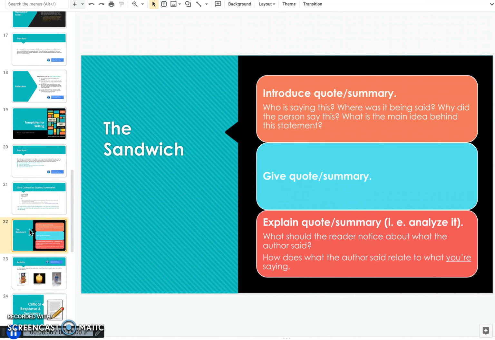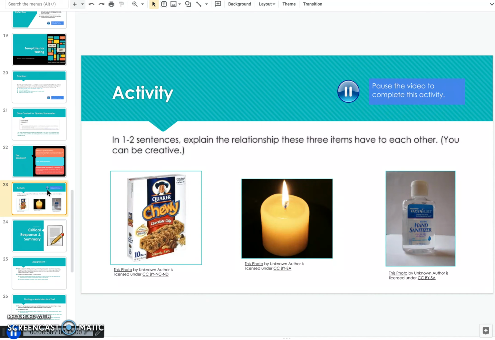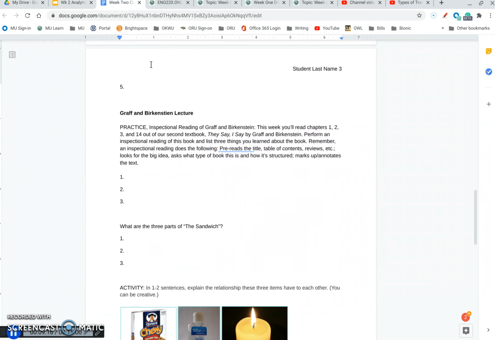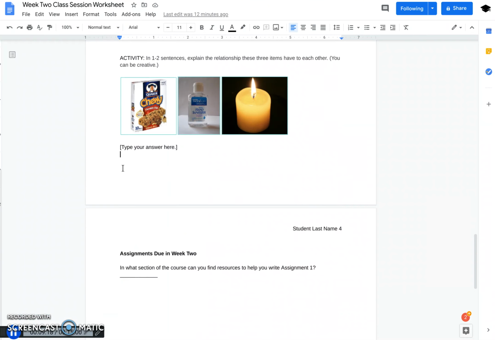Now to illustrate this point, I have a fun activity for you to do. I wish we could all do this live together, but I want you to explain the relationship between these 3 pictures. We have some Quaker Oats chewy granola bars, a candle, and hand sanitizer. In your worksheet, I've put these images in for you, and in 1 or 2 sentences, explain the relationship you see between these 3 items.